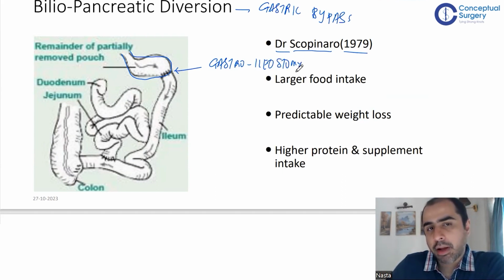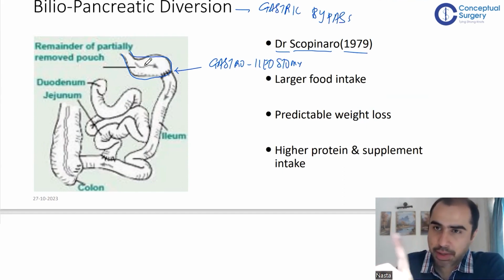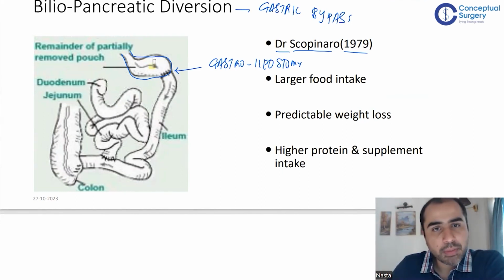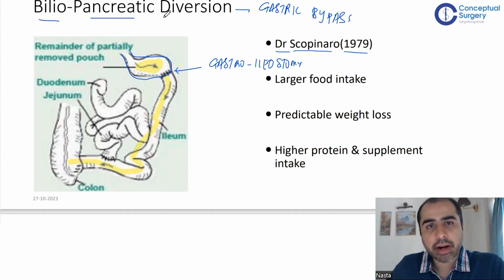So this is a fairly small stomach compared to a normal stomach. This was the first time the stomach was worked upon. So you will eat a small meal, it will fill the stomach, then it will go straight into the ileum. So of course there will be some amount of malabsorption, some amount of restriction, but this was mainly malabsorption. Mainly. So this procedure was doing well for a long time. This was called the biliopancreatic diversion.